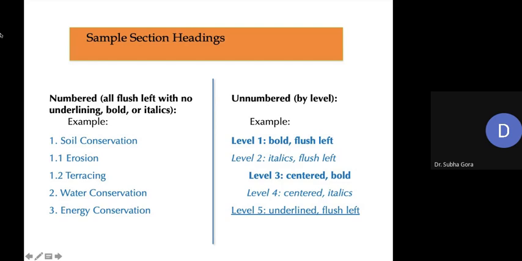You see the numbered format, then the unnumbered format. If you are following the numbered format, follow it consistently all through the document. If you're following the unnumbered format, follow it so all through the document. You can employ whatever system you want, but be consistent throughout your document. That's the key here. Either this or that. Decide right at the very beginning and be consistent. Please do not change.